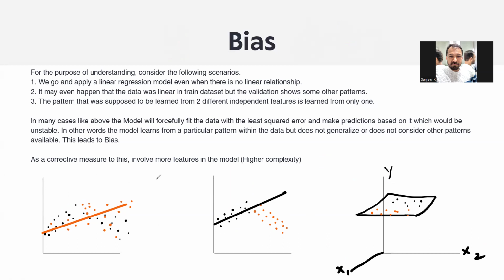Okay, how to reduce bias is by considering more features. So I have features x1 and x2.